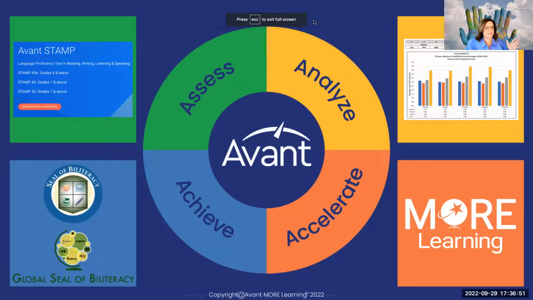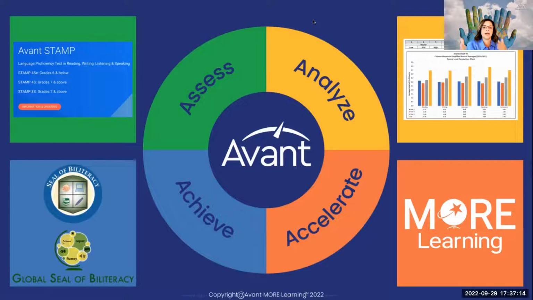So these are the areas that we talk about in that cycle: the testing, the looking at the data to inform our practice, the accelerate part. And I put here more learning because that's part of what our professional learning division at Avant does, to help teachers be able to have those notices and then apply and implement the strategies to create change. And then the achieve part is that seal of biliteracy part, or the pathway ribbons, so that they can see where they are on that journey.